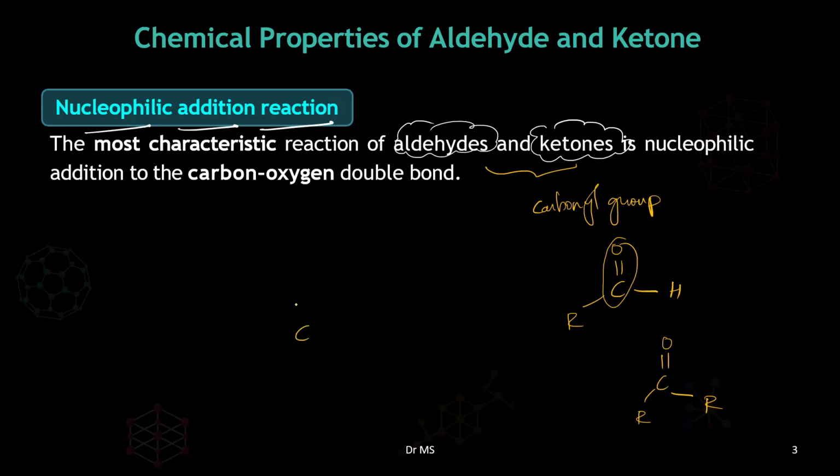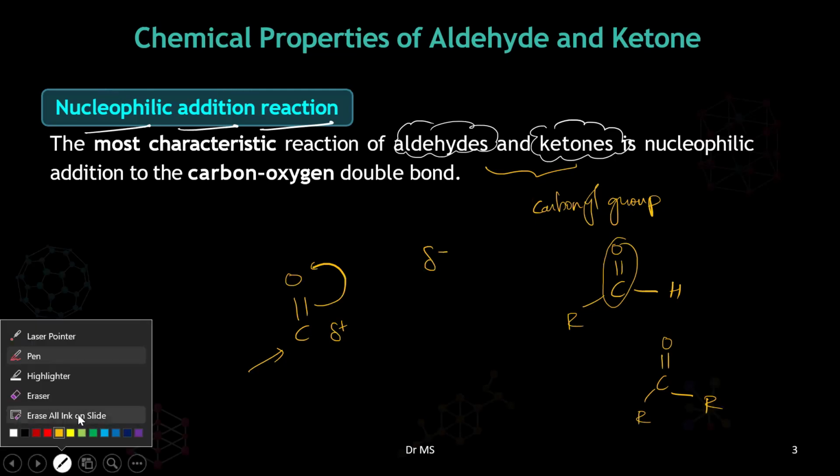And if you see here, the carbon and the oxygen are bound with a double bond. We know oxygen is an electronegative atom. So the oxygen tries to grab the electrons present in the double bond, and it turns partially negative, and the carbon turns partially positive. This partially positive carbon can easily be attacked by a nucleophile. So a nucleophile can easily attach to this carbon. That's why these reactions are called nucleophilic addition reactions.